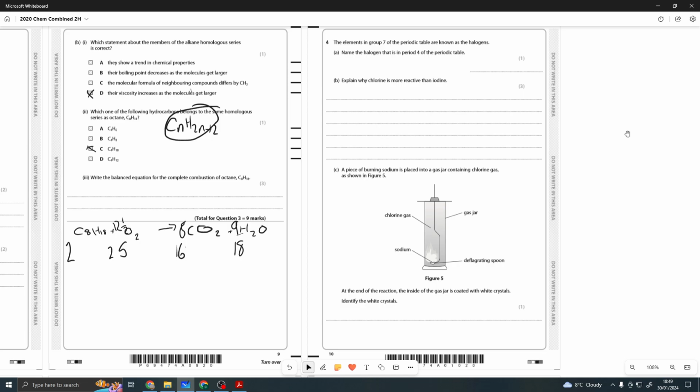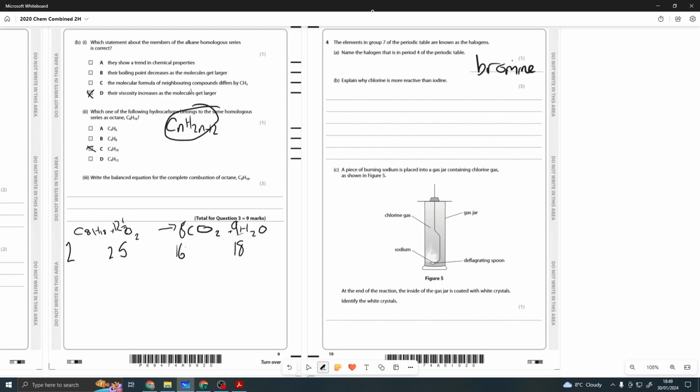Okay, the elements in group 7 of the periodic table is known as the halogens. Name the halogen that's in period 4. Here you'd look at your periodic table and you'd write the name of the one that's in period 4, which is bromine. Okay, essentially it's the 4th one down. Explain why chlorine is more reactive than iodine. Oh, what a beautiful question. They always ask these.